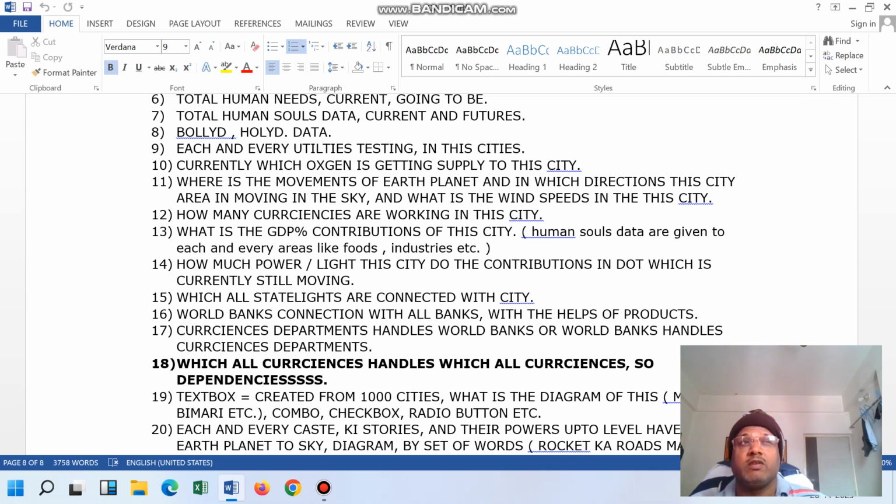For example, one person said that Congress, BJP, each and every party has created around 2 lakh incidents in India. From those 2 lakh incidents, a few incidents are created forcefully, and a few incidents are created automatically on the basis of the energy.